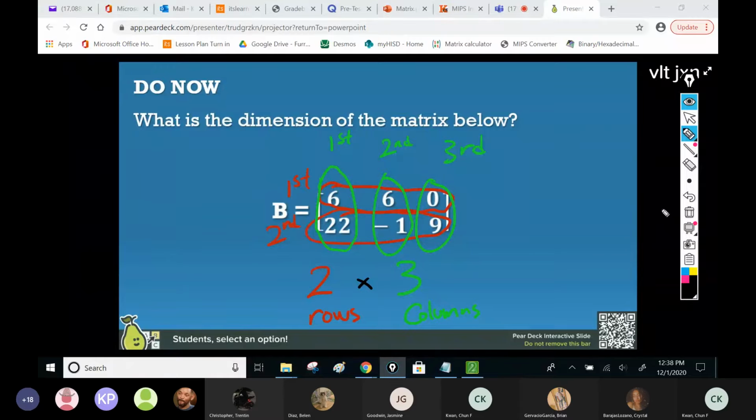All right, so the dimension is really important because if you identify the dimensions wrong, you can't even do any calculation. You can't do any addition, subtraction, multiplication, you can't do any of that. You have to get the dimensions correct. So rows come first, and then columns come after.